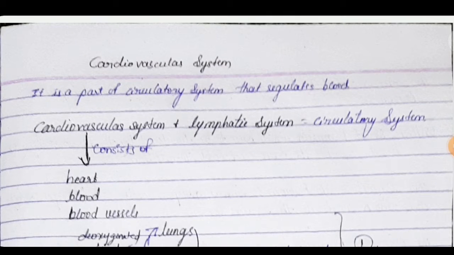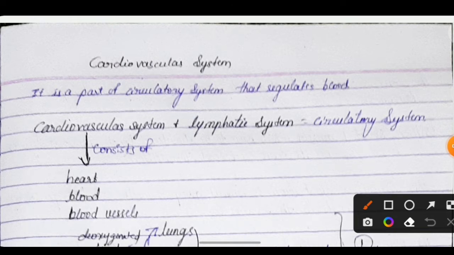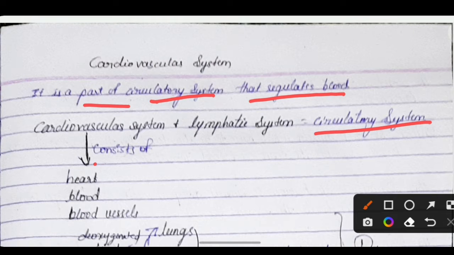Let us study now the cardiovascular system. As cardio indicates heart and vascular indicates blood, the cardiovascular system is a part of the circulatory system that regulates blood. The cardiovascular system and lymphatic system together form the circulatory system. The cardiovascular system consists of the heart, blood and blood vessels.